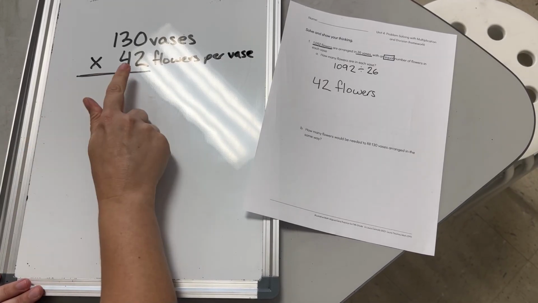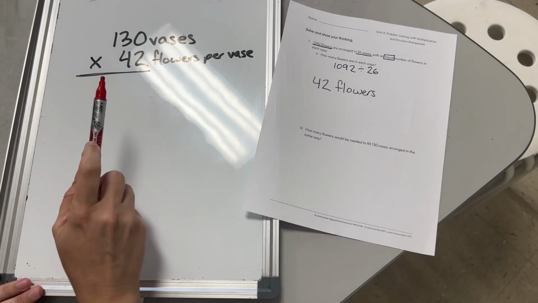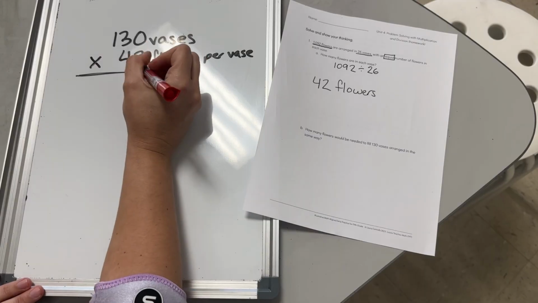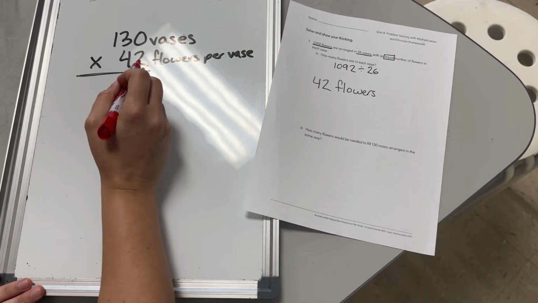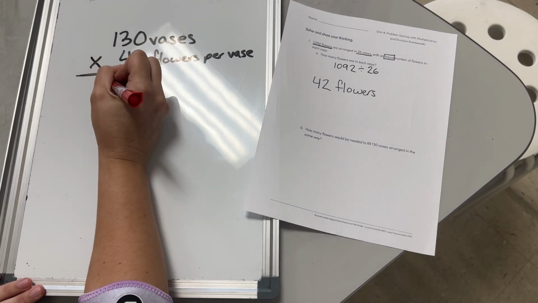Because I'm multiplying a 2-digit factor here, that means I'm going to end up with two partial products that I have to add together. So I'll start with 2 times 0, which is 0, 2 times 3, which is 6, and 2 times 1, which is 2.